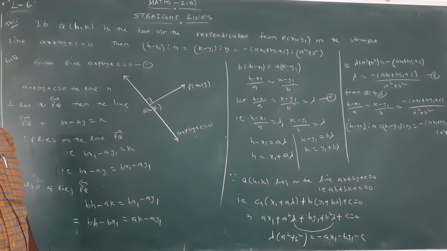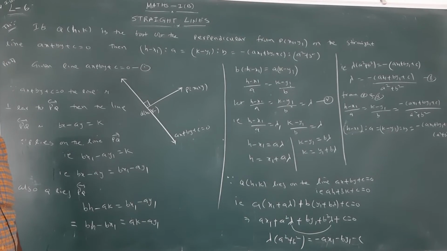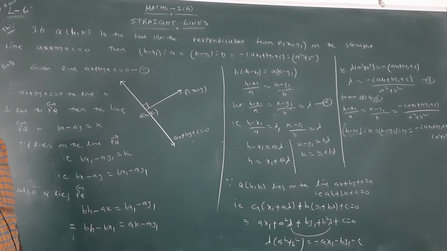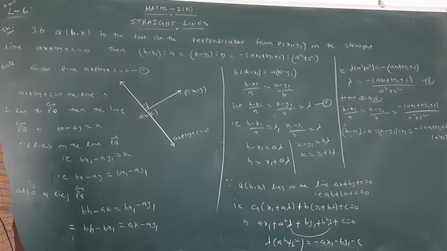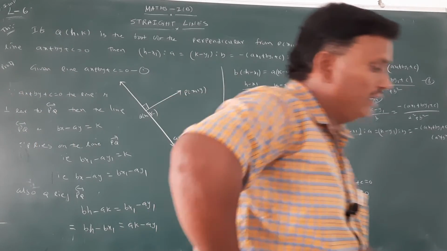From 2 and 3, (h minus x1) by a is equal to (k minus y1) by b is equal to minus of (ax1 plus by1 plus c) by (a square plus b square). It can be written as (h minus x1) by a is equal to (k minus y1) by b is equal to minus of (ax1 plus by1 plus c) by (a square plus b square).